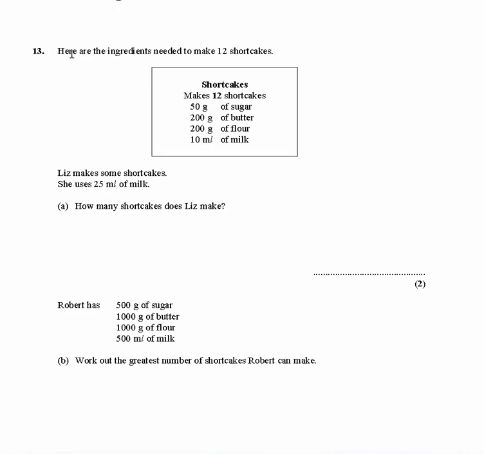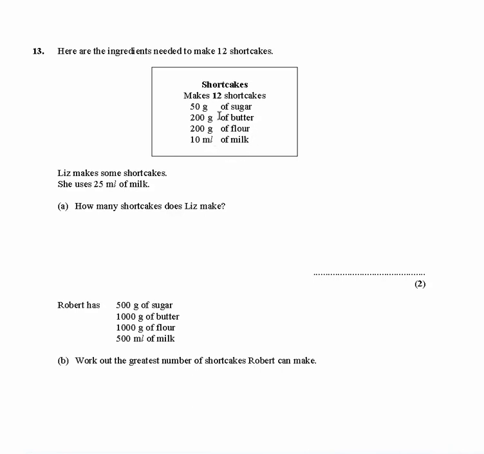So question 13 says, here are the ingredients needed to make 12 shortcakes. Liz makes some shortcakes and she uses 25 milliliters of milk. How many shortcakes does Liz make? Well, if she's using 25 milliliters of milk, the first thing to understand is she's not putting 25 milliliters of milk into this recipe. It's going to be far too wet if she did.